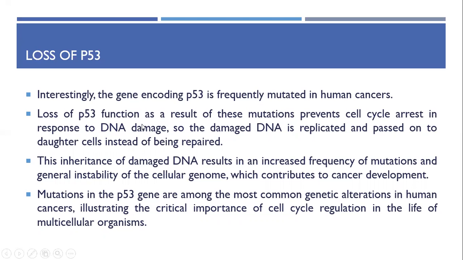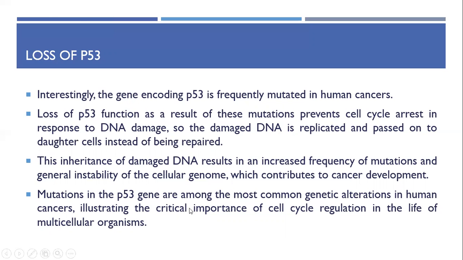So loss of P53 function as a result of mutation will prevent cell cycle arrest, right? So the damaged DNA will be passed on to the daughter cells, for which DNA repair is not possible. Since it is not possible, the mutations start getting accumulated, and for a cell to become cancer, a minimum of 4 to 5 mutations are required. So when these mutations or the damaged DNA all accumulate, eventually the cell becomes cancer. So everything is going to contribute to cancer development.